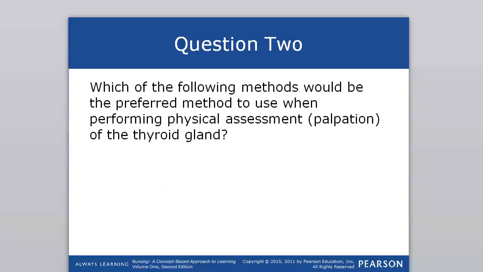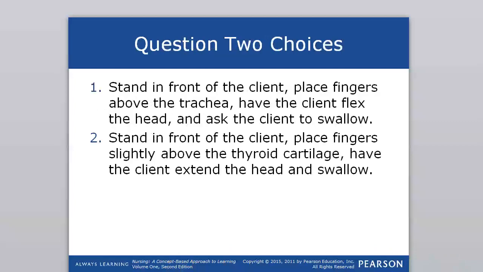All right, so let's do number 2. Which of the following methods would be the preferred method to use when performing physical assessment or palpation of the thyroid gland? And the choices are: number 1, stand in front of the client, place fingers above the trachea, have the client flex the head, and ask the client to swallow.